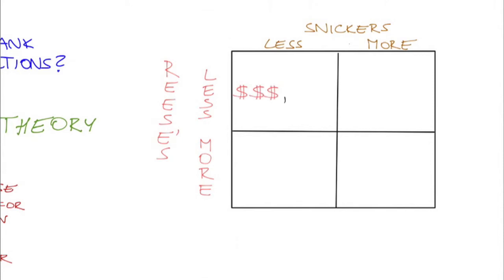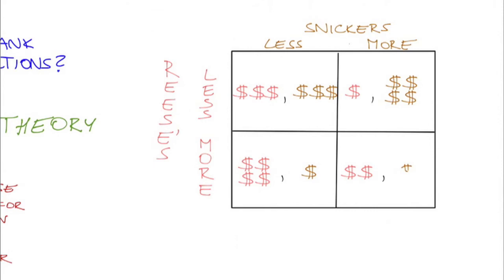If they both advertise less, their brands are well known and neither brand gains extra advantage, so they have the same high profits. If Snickers advertises more and Reese's less, Snickers gains extra advantage, so it has even higher profits, but Reese's suffers. If Reese's advertises more and Snickers less, Reese's gains and Snickers loses out. Finally, if they both advertise more, they incur high expenses but without much gain in sales, so they both end up with the lowest profits.